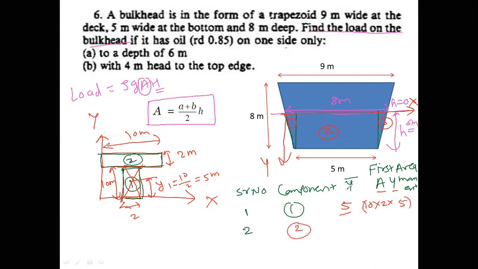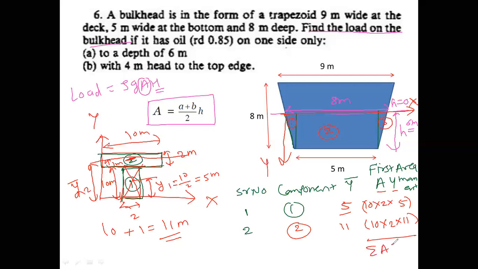Same thing you can do for component 2. The centroid of component 2 will be at the midpoint of its vertical distance. The vertical distance is 2 meter, so it will be at 1 meter. But what is y bar? Y bar, y2, is the vertical distance from the x-axis to the centroid of component 2. That will be 10 meter plus 1 meter, where 1 meter is half of the 2 meter, so it will be 11 meter. Now AY, the area of component 2, is 10 into 2, into y is 11. Do the summation of these two values, and you will get the algebraic summation of AY.